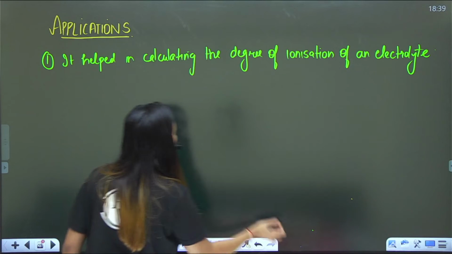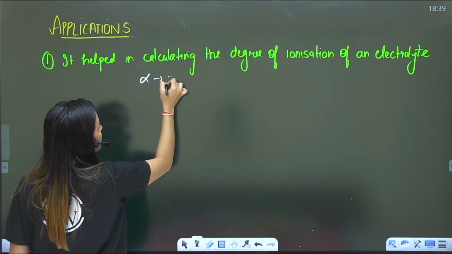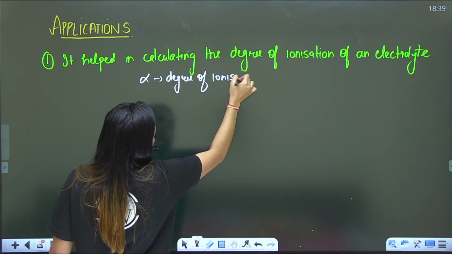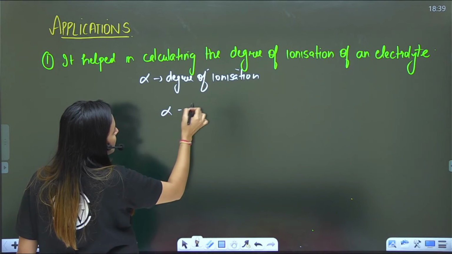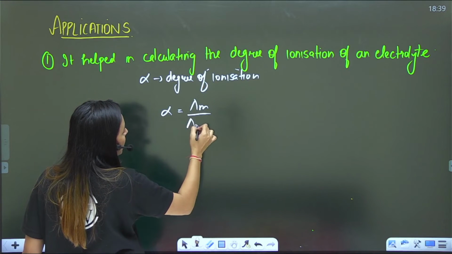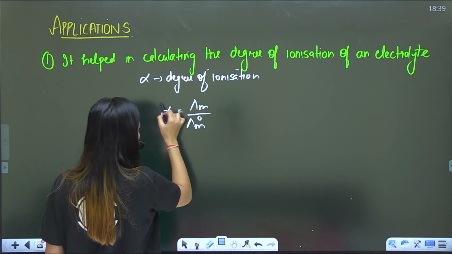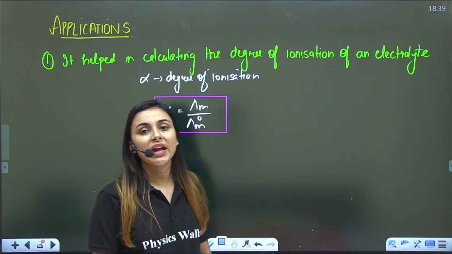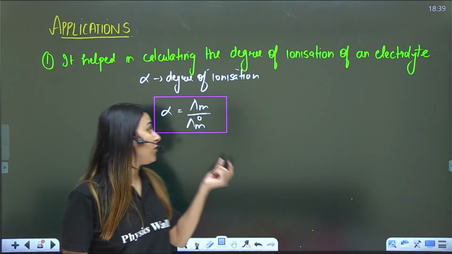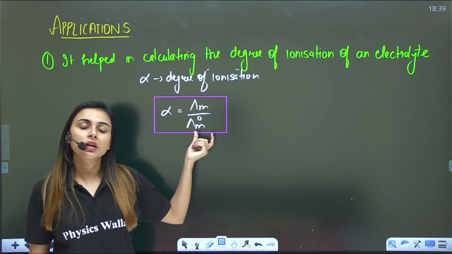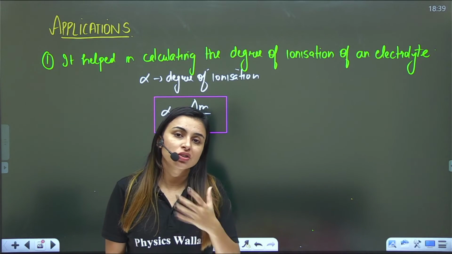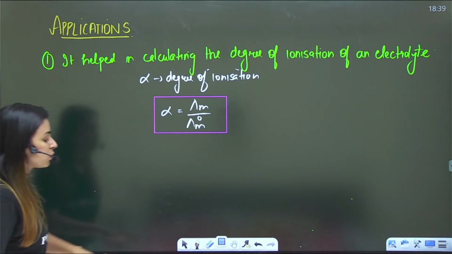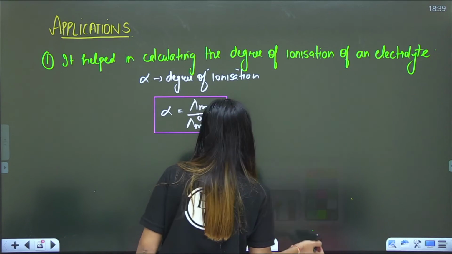You need to know this formula, where alpha is the degree of ionization. The degree of ionization is given by lambda m upon lambda m naught. This is the formula for calculating the degree of ionization. If you have molar conductivity and limiting molar conductivity, you can calculate the degree of ionization of a particular electrolyte. Okay, so this was the first application. Of course you have to write it, so just write it and then we'll move forward.